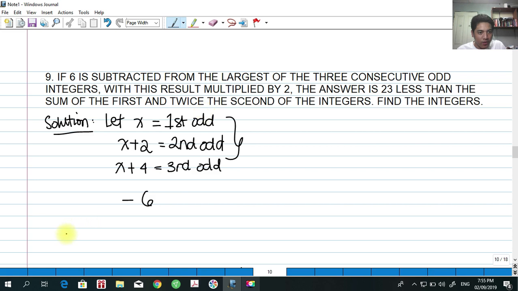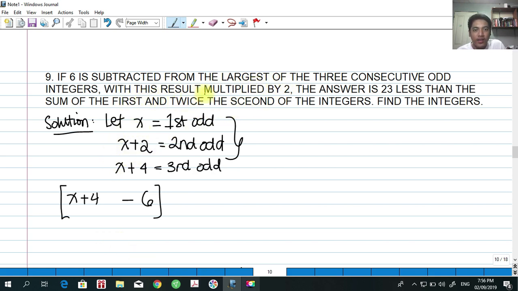Okay? So, we have x plus 4 here. If 6 is subtracted from the largest of the three consecutive odd integers, which is x plus 4, we get x plus 4 minus 6. That is 6 subtracted from the largest, with this result multiplied by 2. It means that the result of this subtraction from the largest odd integer is multiplied by 2.